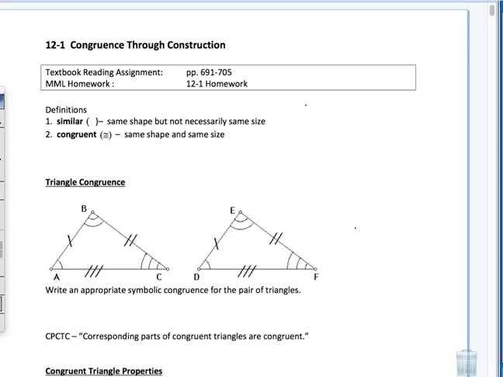There's two types of compasses. There's the safety compass and then there's the standard compass, and I've attached the videos for both. And so just look for those.